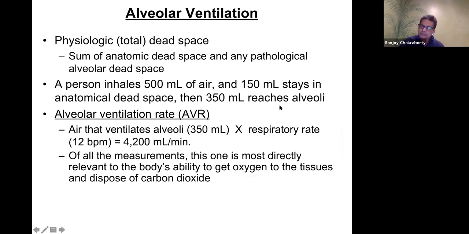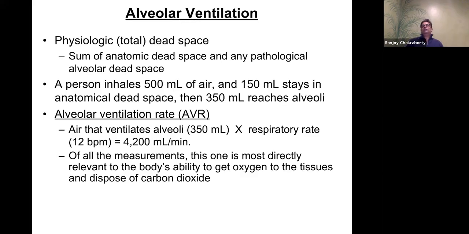That's the fresh air that is going to participate in the gas exchange process. So every time you breathe in, assuming you are breathing in 500 ml of air, only 350 is doing the work, meaning only 70% is doing the work. Doing the work means they are participating in the gas exchange.